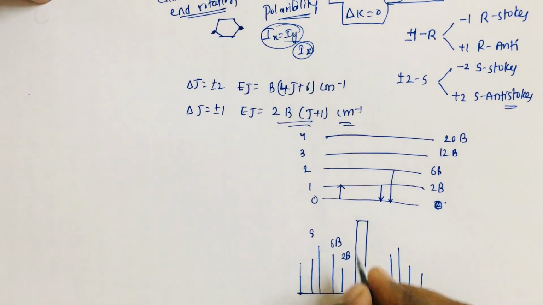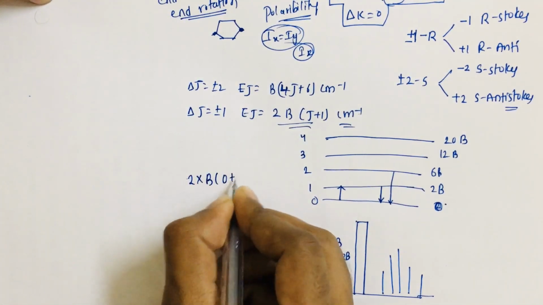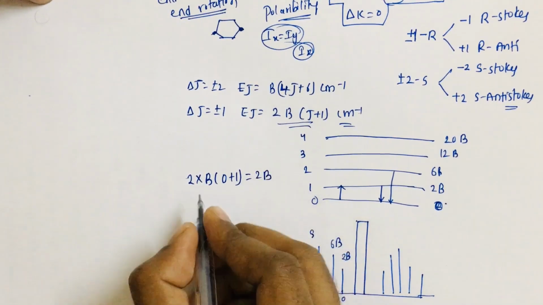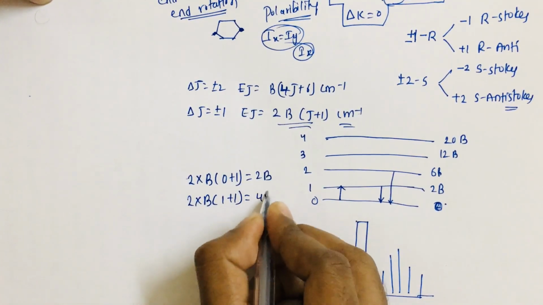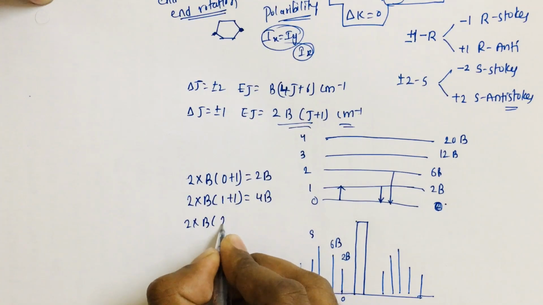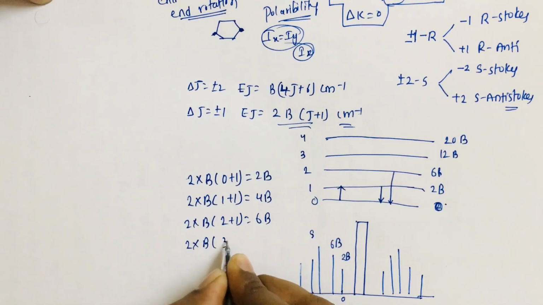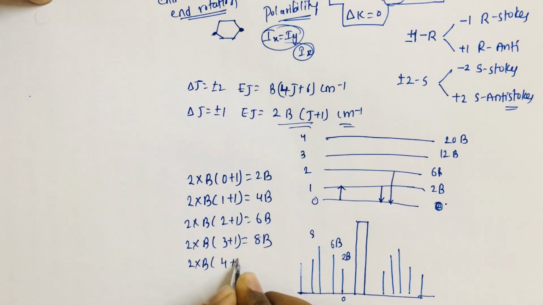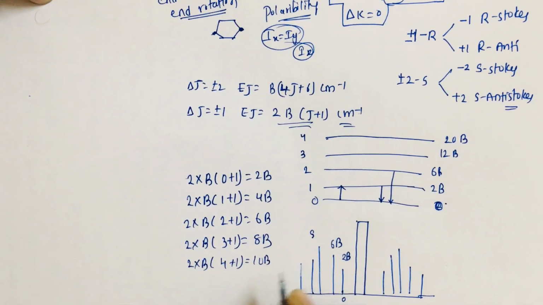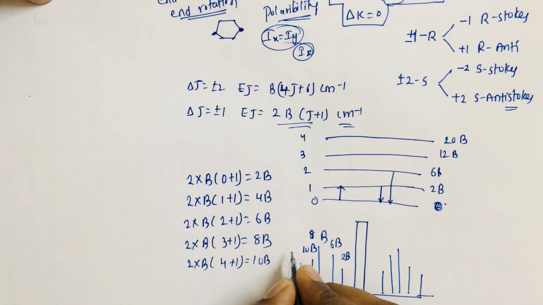So for J equals 0, 2B into (0 plus 1) equals 2B. For J equals 1, 2B into (1 plus 1) equals 4B. For J equals 2, 2B into (2 plus 1) equals 6B. For J equals 3, 2B into (3 plus 1) equals 8B. For J equals 4, 2B into (4 plus 1) equals 10B, and then 12B.